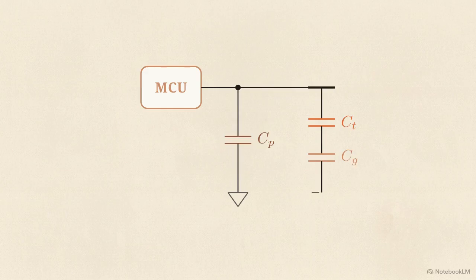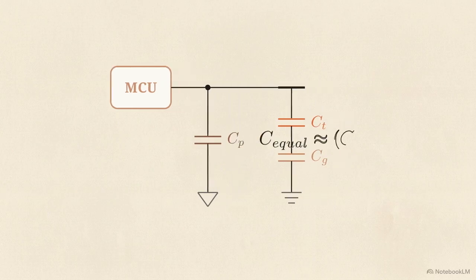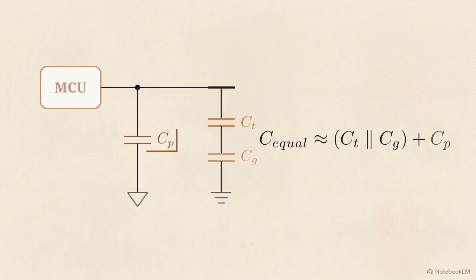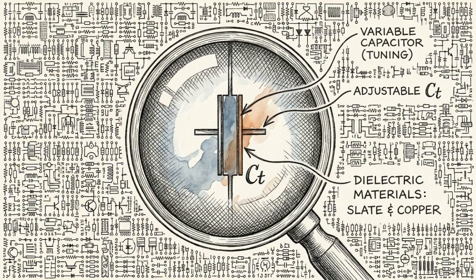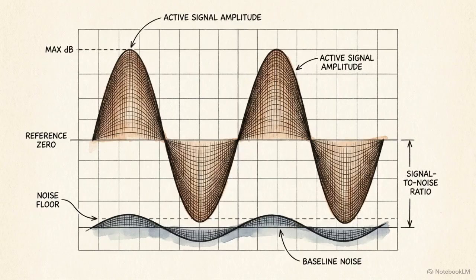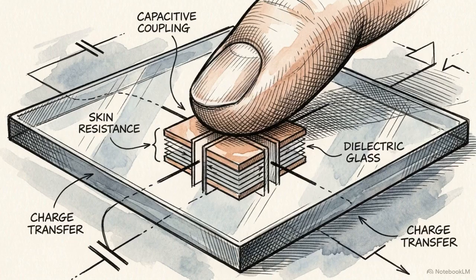Because your body acts as a parallel route to ground, the total capacitance of the system changes. The new equivalent capacitance is equal to the baseline parasitic capacitance plus the parallel combination of the touch capacitance and the ground capacitance. Engineers define the sensitivity of this button as the ratio of the capacitance change caused by your touch relative to the original parasitic capacitance. The larger the change compared to the baseline, the easier the signal is to read. A physical human touch is mathematically nothing more than an injection of parallel equivalent capacitance into a sensor node.